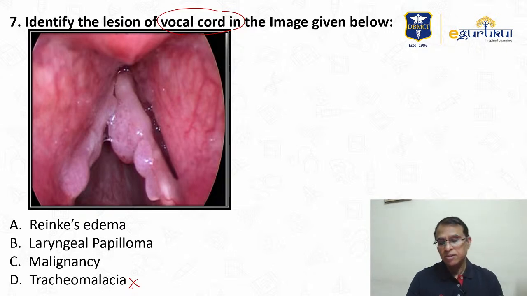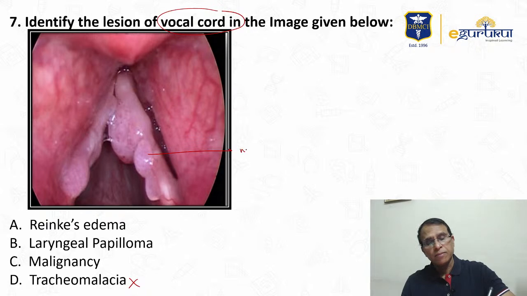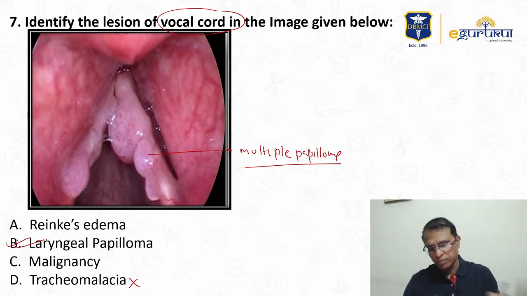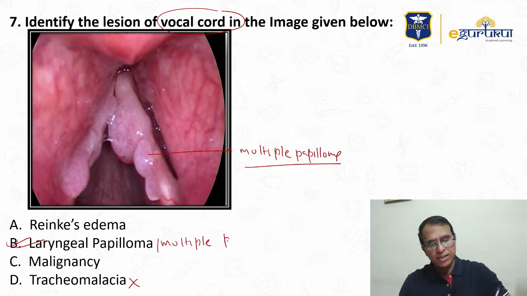And yes, this is papillomatous growth. Can you see there are multiple papillomas? These are all multiple papillomas. So they are laryngeal papilloma. They are also called multiple papilloma of the larynx, also called JORRP.